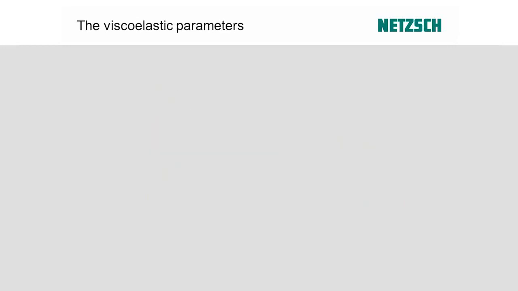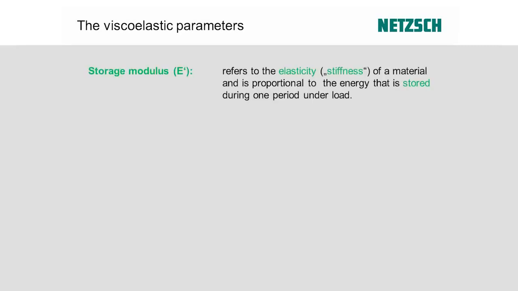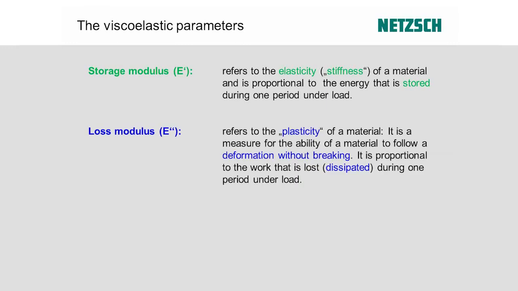As this is, I think, so important, I would just sum up the viscoelastic parameters again. The storage modulus E prime tells us exactly about the elasticity or the stiffness of a material, and is proportional to the energy that is stored in the material during one period under load. The second parameter that we look at is the loss modulus E double prime. That refers to the plasticity for a solid or viscosity of a material, and it's a measure for the ability of a material to follow a deformation without breaking.